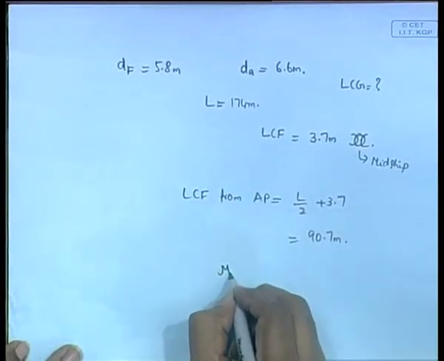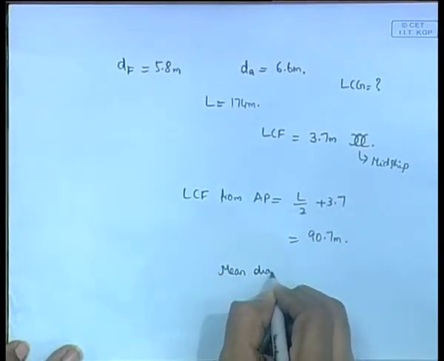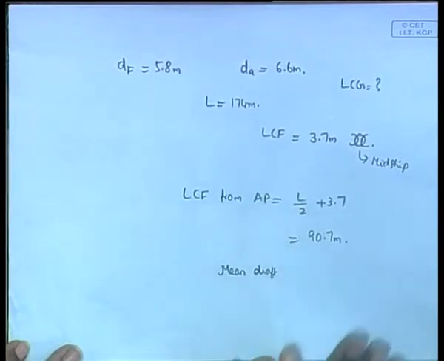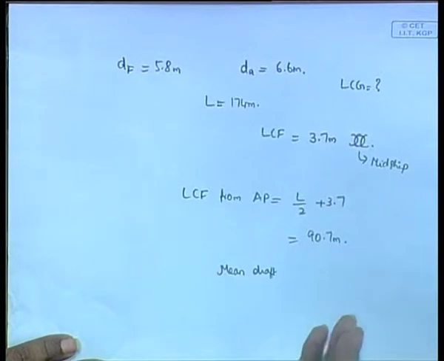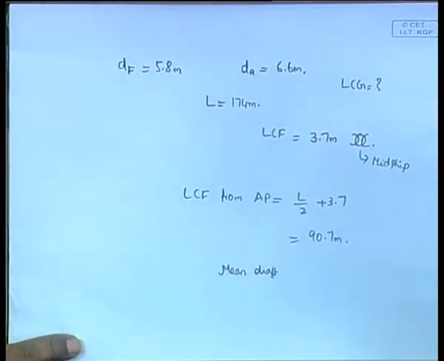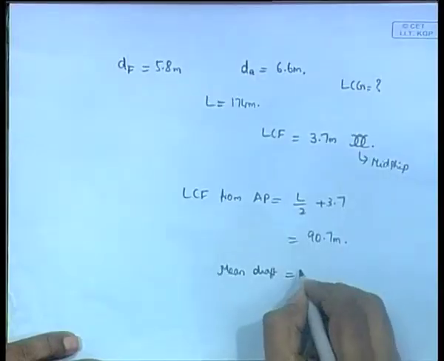Now let us find the mean draft. Note that whenever you are doing anything with draft, find the mean draft anyway, because in most cases you will have to find parallel sinkage, or in case you need to find the change in trim, anything, you need to find the mean draft at all costs. And don't take mean draft as an average of the two drafts. Use this formula. We derived the formula.